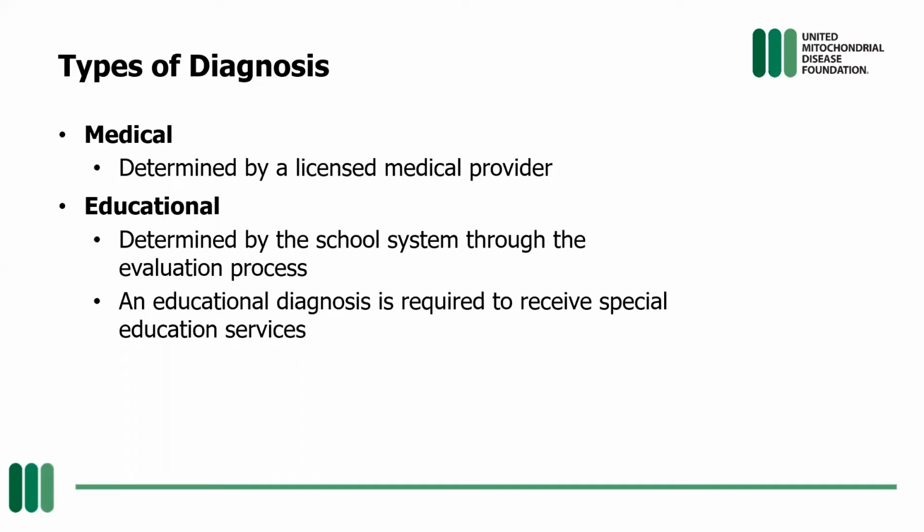So your child already has or is pursuing a diagnosis of mitochondrial disease, but there are two different types of diagnosis. There's a medical diagnosis that's determined by a licensed medical provider. It's probably your geneticist, maybe your neurologist. And then there's an educational diagnosis. An educational diagnosis is determined by the school system through the evaluation process. And if you do not have this diagnosis, you cannot receive special education services. But just remember that that medical diagnosis alone is not enough to receive educational accommodations under the Individuals with Disabilities Education Act.